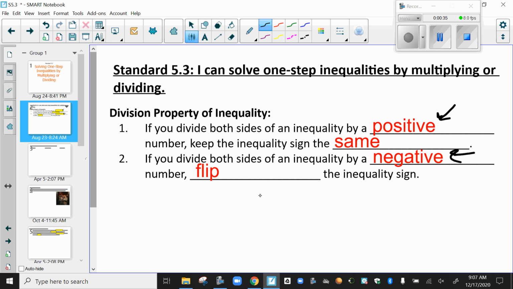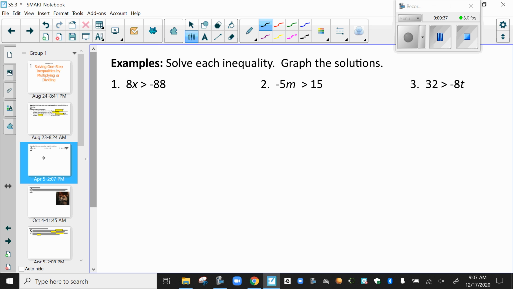All right, we're going to put words to this. Next, example: solve each inequality, graph the solutions. We'll use red this time. So 8x is greater than negative 88. I'm going to divide by the sign of the number in front of x. I'm dividing by a positive 8, which means, if you go back to that chart, if you're dividing by a positive number, you don't change anything. So my sign is going to stay the same. x is greater than negative 88 divided by 8, which is negative 11.